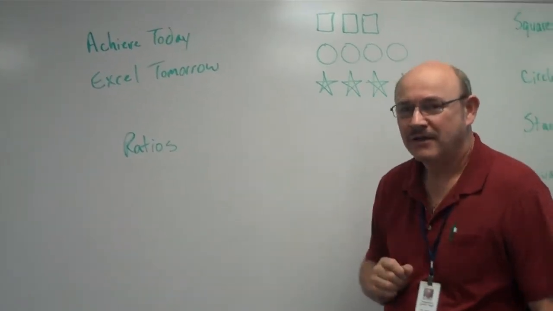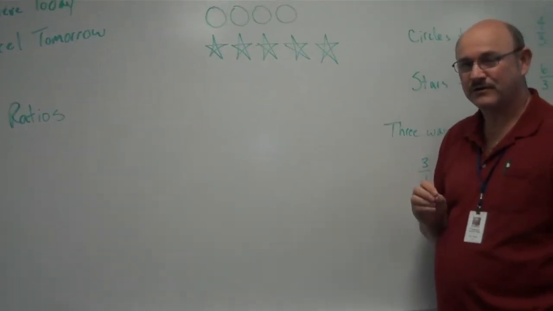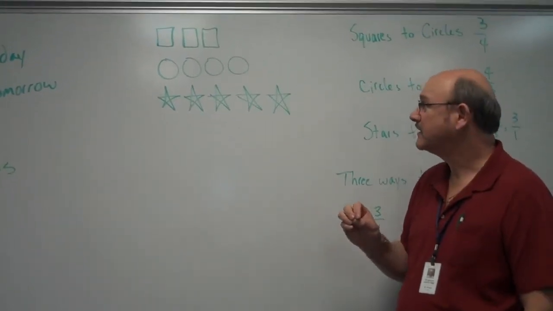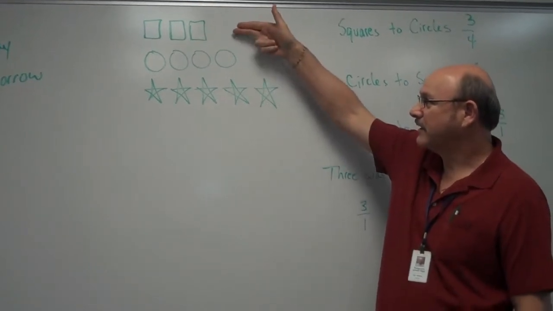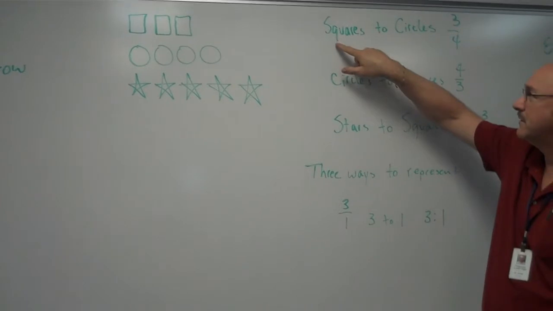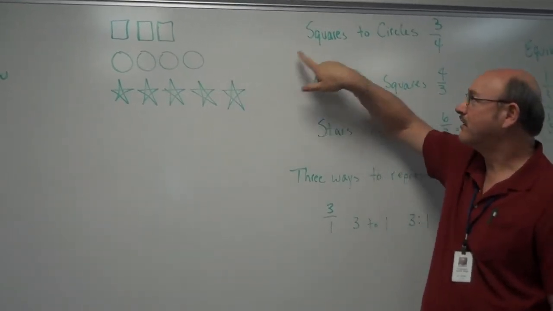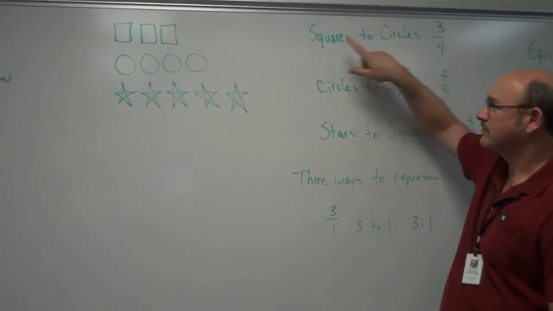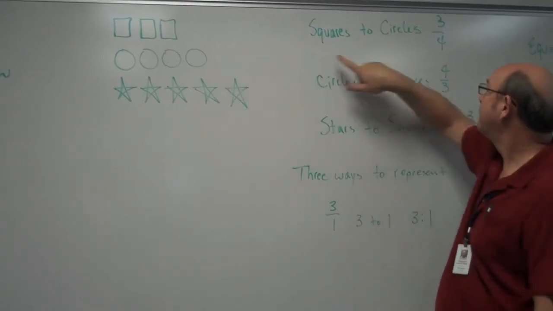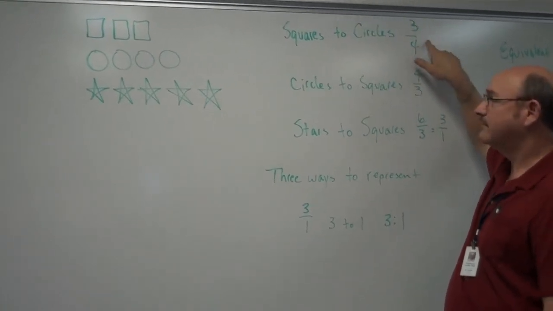Our first one is whatever the problem requires or states first, that's what we give them first. So if we have squares, circles, and stars, and they ask us what's the ratio of squares to circles, then we give them squares first. Squares to circles. So we're going to say 3 to 4. The ratio of squares to circles is 3 to 4.